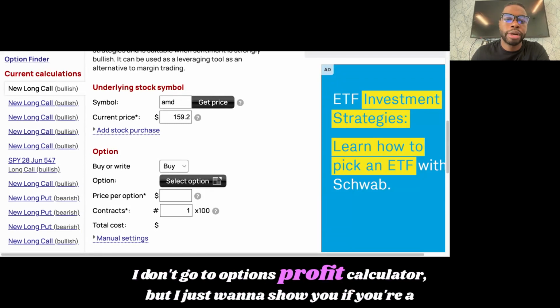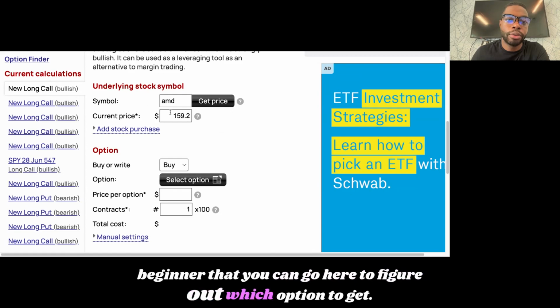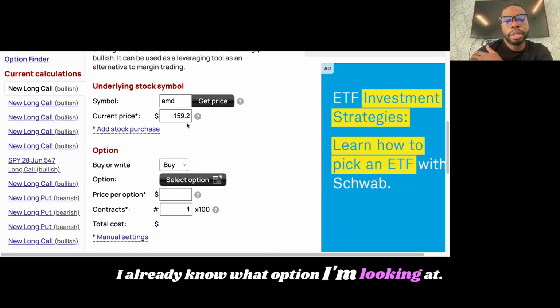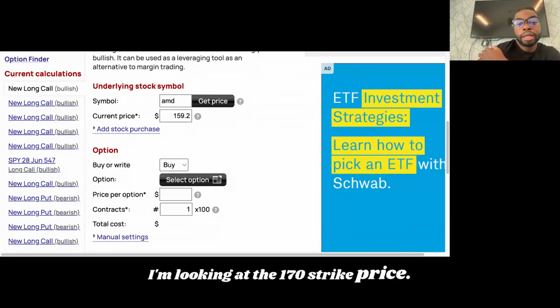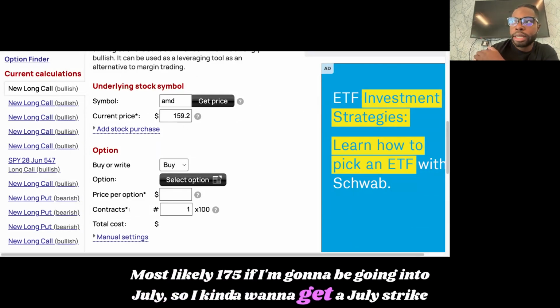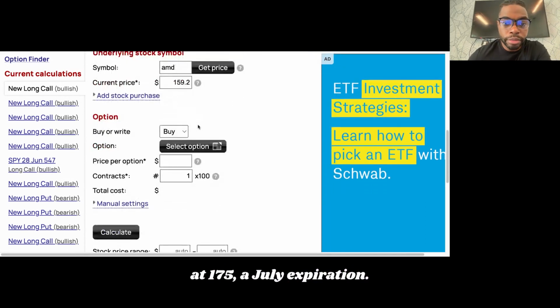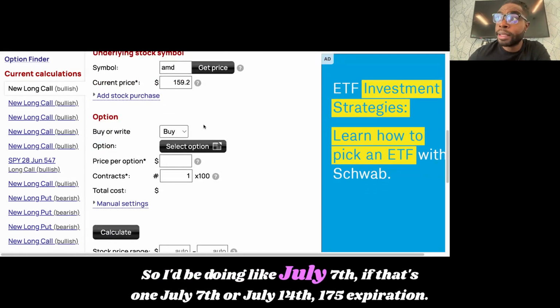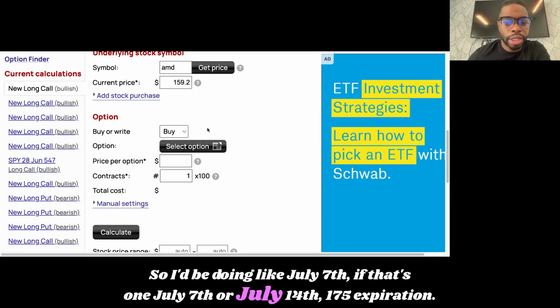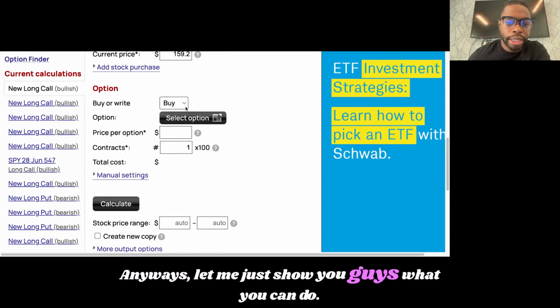I don't go to options profit calculator, but I just want to show you, if you're a beginner, that you can go here to figure out which option to get. I already know what option I'm looking at. I'm looking at the 170 strike price, most likely 175 if I'm going into July. So I kind of want a July expiration at the 175 strike, so like July 7th or July 14th. Anyways, let me just show you guys what you can do.